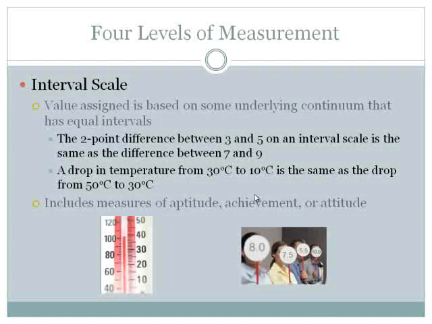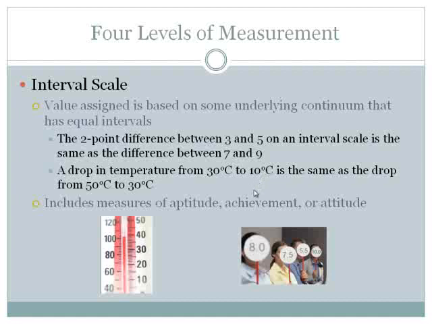All right, the next scale of measure is interval scale. The thing that you would remember here is equal intervals. So the distances between any two numbers are the same. So the two-point difference between 3 and 5 is the same as the two-point difference between 7 and 9. The same thing is true in the temperature example.